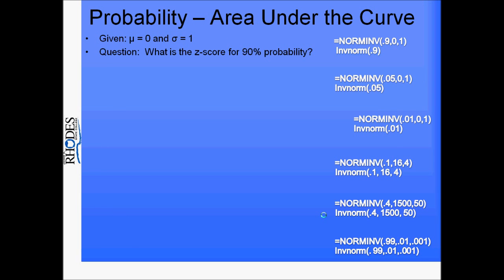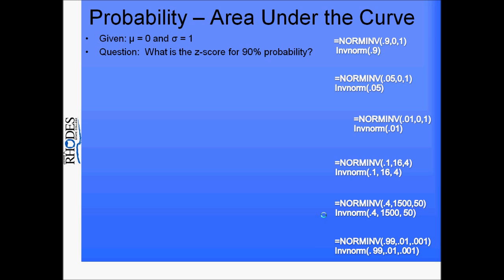Okay, let's do some problems. So if we have a mean of 0 and a standard deviation of 1, the question is, what is the z-score for 90% probability? So what you do is you basically just type in inverse norm and enter your 0.9, which is your 90% probability, and that'll spit the answer out.